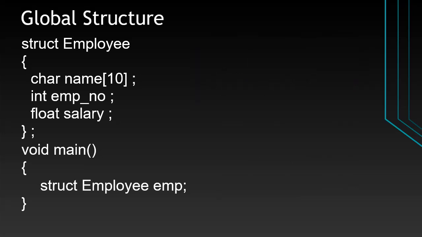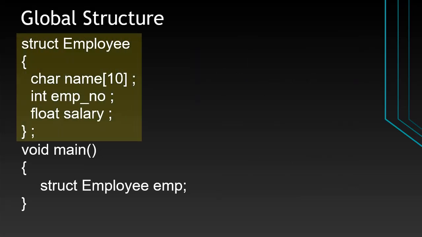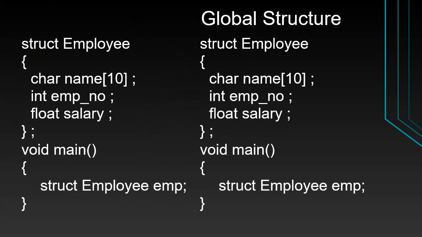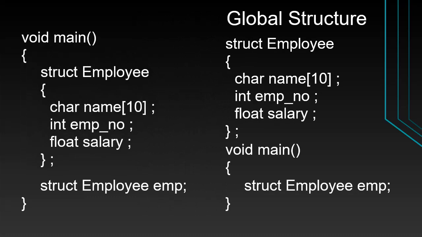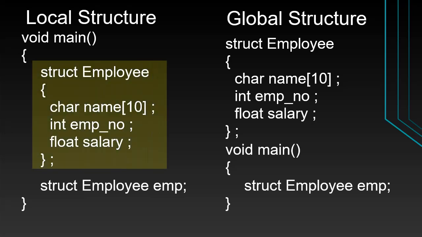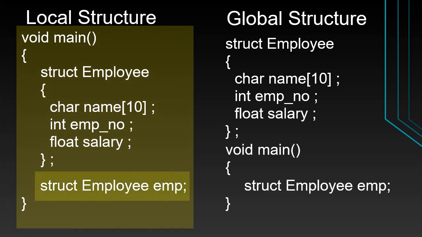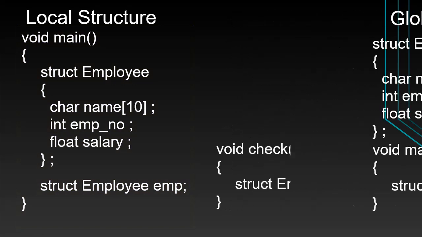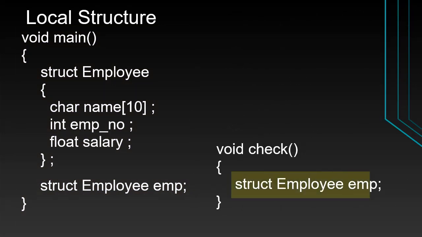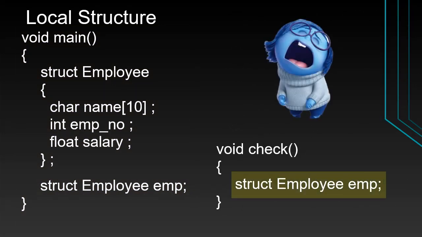In this example, the struct data type is defined outside all functions. Hence, this is called global structure. If a structure is defined inside a function, it is called local structure. In this example, structure is defined inside the main function. Hence, we can declare struct variable only in the main function. If we define another function and try to declare it here, it will show an error.